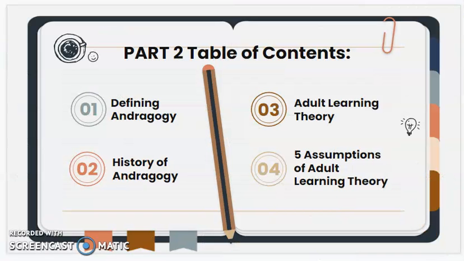As an overview in this section, we will be discussing the term andragogy, going over the history of andragogy as a learning concept, uncover the deeply connected adult learning theory, and we'll narrow our focus to the 5 assumptions of adult learning theory that we will be using and applying to your classrooms or your university role within this training.